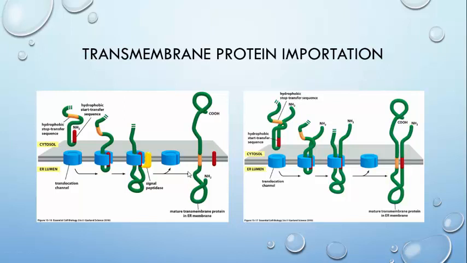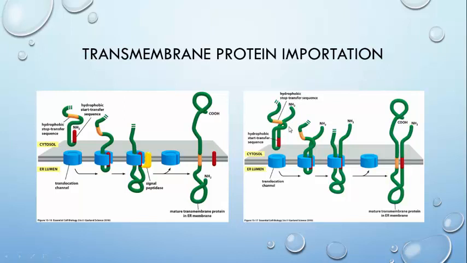So let's start with the simple pass-through mechanism. As you can see, the signal sequence is at the N-terminus of the protein. The protein then enters the translocation channel, and the protein is passed through the channel until the stop transfer sequence is reached. This causes the pore to release the protein into the membrane. When this happens, the protein becomes embedded in the membrane and the signal sequence is removed. The protein is then ready for transport to its final destination.